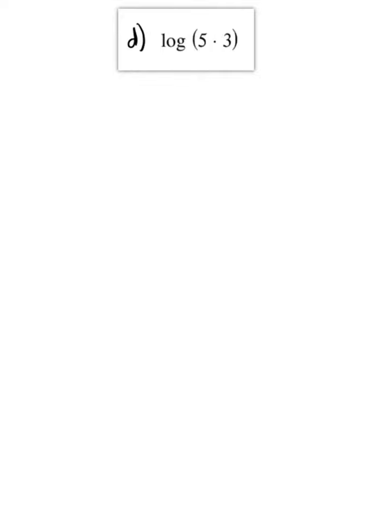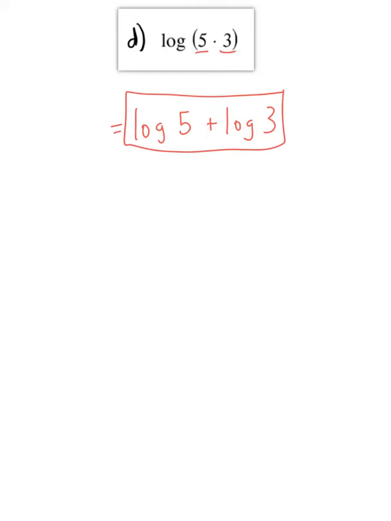Okay, this one's the same as the last one. We have a log of two things multiplied, so we'll split it up into two logs that are being added. That 5 goes in the first one, and that 3 goes in the second one. And that's it.